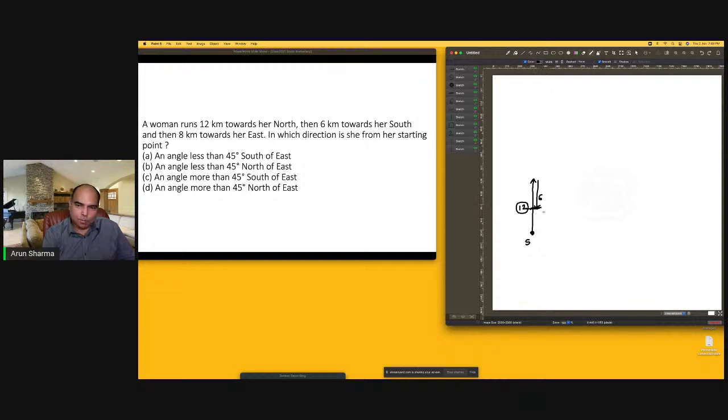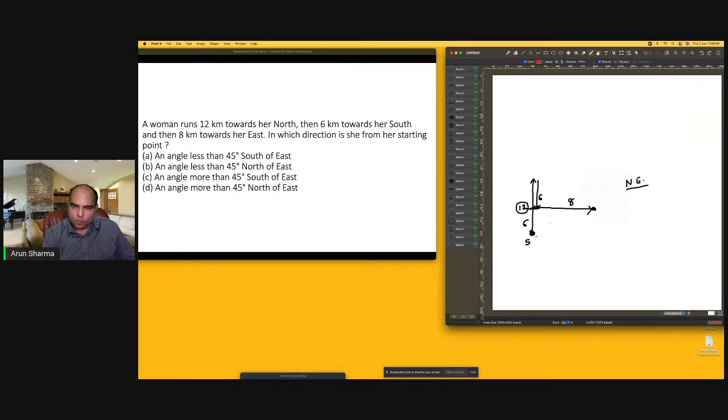And then 8 kilometers towards the east. So she's gone 6 kilometers north and 8 kilometers east. In which direction is she from the starting point? So this is the starting point. We are looking for this direction, and it's not good enough to say it's northeast or southeast. We are also trying to look at what the angle is, because the options are talking about angles here.